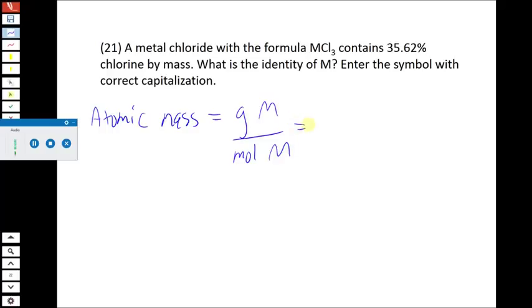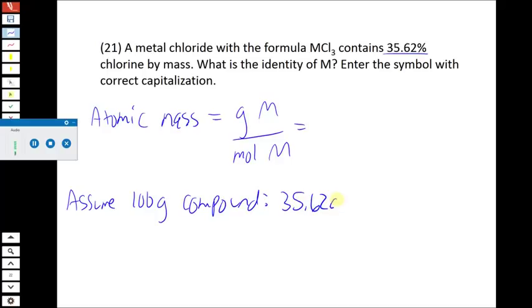So in this problem, because we're using mass percents, we're going to assume that we have 100 grams of the compound. That's the convenient thing to do with mass percentages, because then the percentages just become the mass of each element in the compound. So if we have 100 grams of compound, the percentage 35.62 tells us that we have 35.62 grams of chlorine, and the rest of that 100 grams must be the other element in the formula, which is the metal. So if we're assuming 100 grams, we have 100 minus 35.62, which is 64.38 grams of our metal M. So that's the number we're going to put up here in the numerator, 64.38.